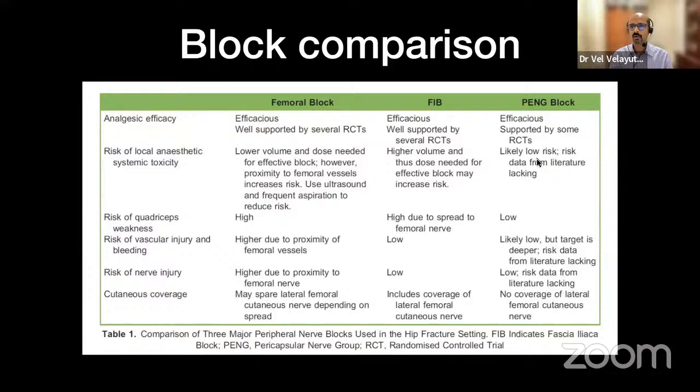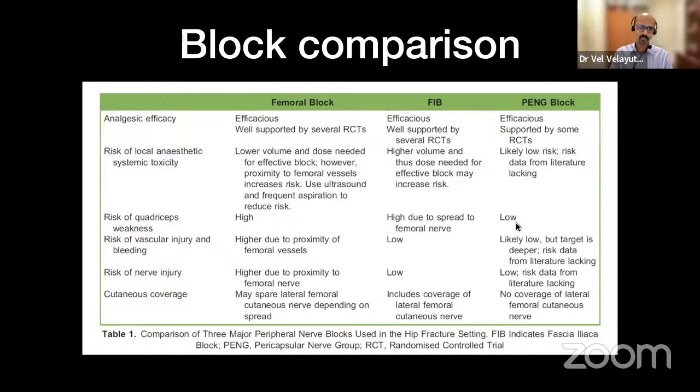Muscle weakness: if you block the femoral nerve consistently, then you're going to get muscle weakness. With the Peng block, because you don't target the nerve, you just target the capsule, your muscle weakness will be low, which is quite important if you think about a hip fracture patient, because you want them to mobilize after. You don't want them to leave with muscle weakness and they can't mobilize. So pain relief is good, but at the same time, you need to mobilize as well.